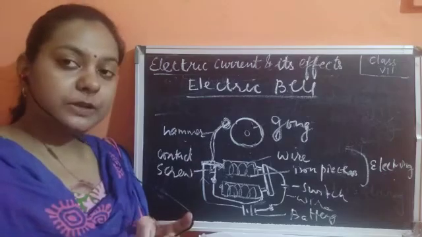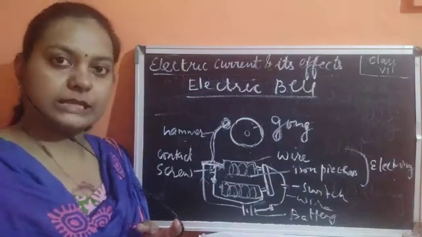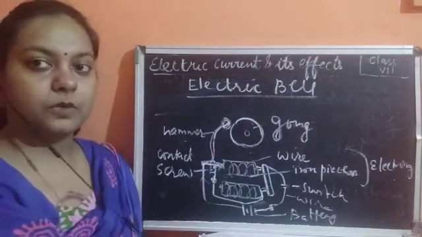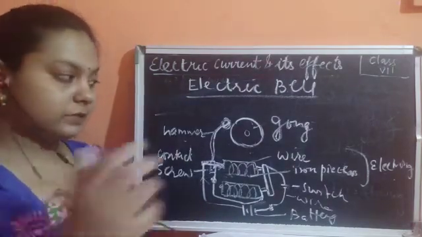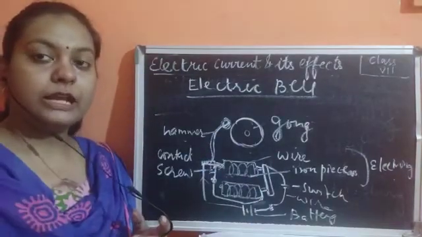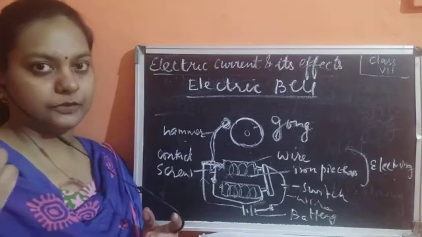Such magnets which are made with the help of electricity are known as electromagnets, and they have many uses. One of the uses which we discussed was this electric bell, where these two small pieces of iron, with the wire wound on them, behave like the electromagnet, children.